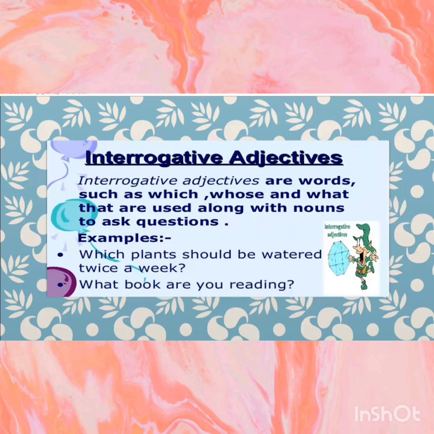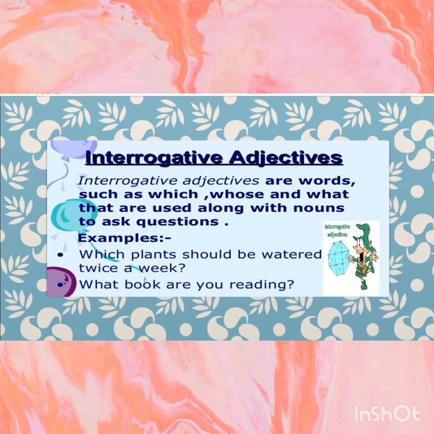The next category of the adjectives is the interrogative adjectives. As the word suggests, these words refer to interrogation or asking some questions. So interrogative adjectives are the words such as which, whose, and what that are used along with nouns to ask questions. The examples here are: Which plants should be watered twice a week? What book are you reading?